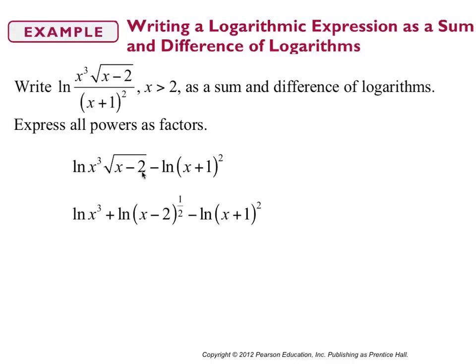And then if we look at this first part, ln of x cubed times the square root of x minus 2, we have two things that are being multiplied. Now, if you recall, multiplication can be turned into addition. So really what we have here is ln of x cubed plus ln of the square root of x minus 2, which they've rewritten as x minus 2 to the 1/2 power. Please recall that anytime you have a root, you can rewrite that as 1 over whatever the root is. That would be your power. And then we have minus ln of x plus 1 squared.